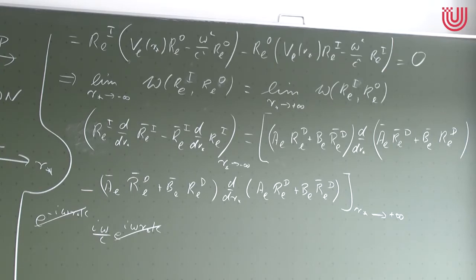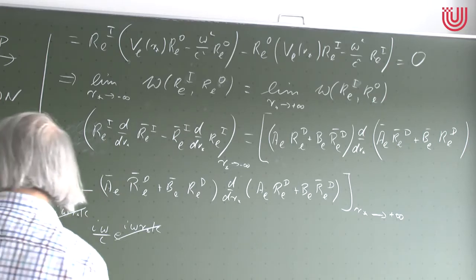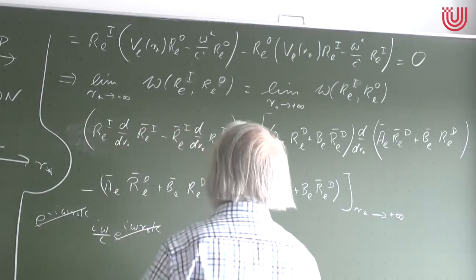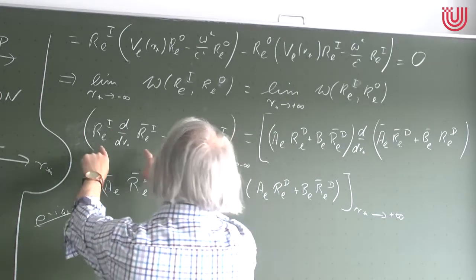Yeah? If omega were complex, if it had an imaginary part different from zero, then these two terms would not kill each other. Yeah? You have to be careful when you calculate quasi-normal modes. This rule does not hold, and this calculation of the Wronskian would actually be different for quasi-normal modes. Okay, this was this term.